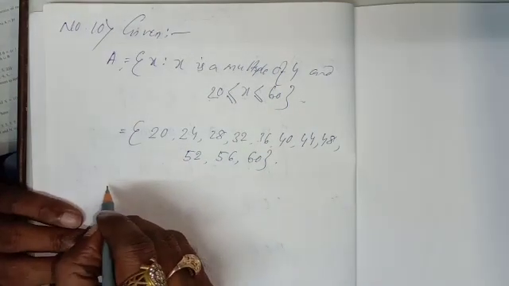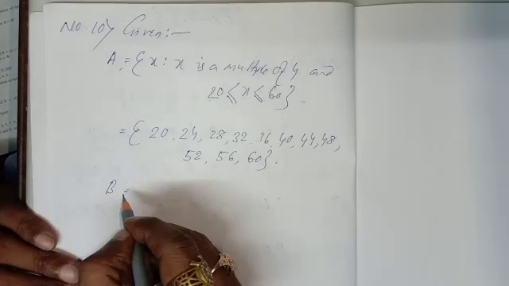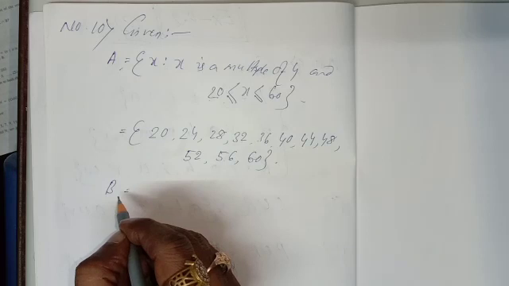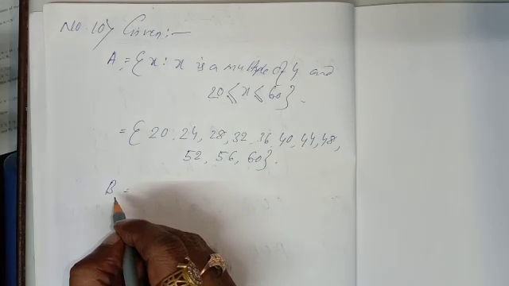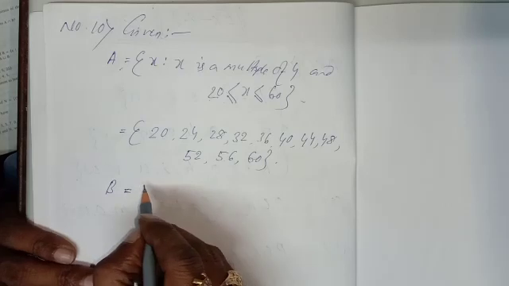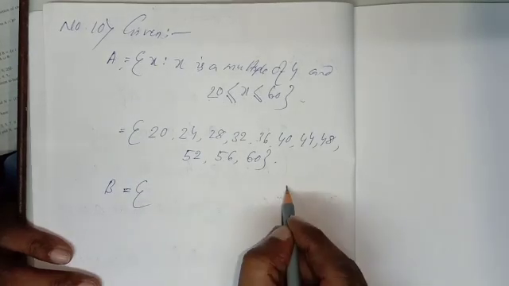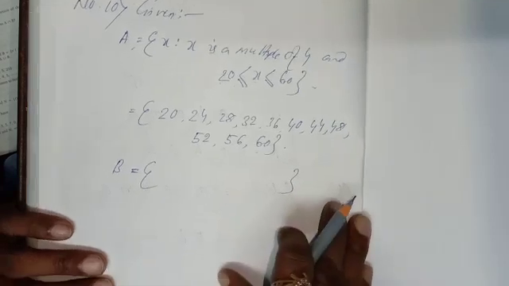And B is a set. No elements are mentioned here. It is a set, but the elements present are not mentioned in this question.